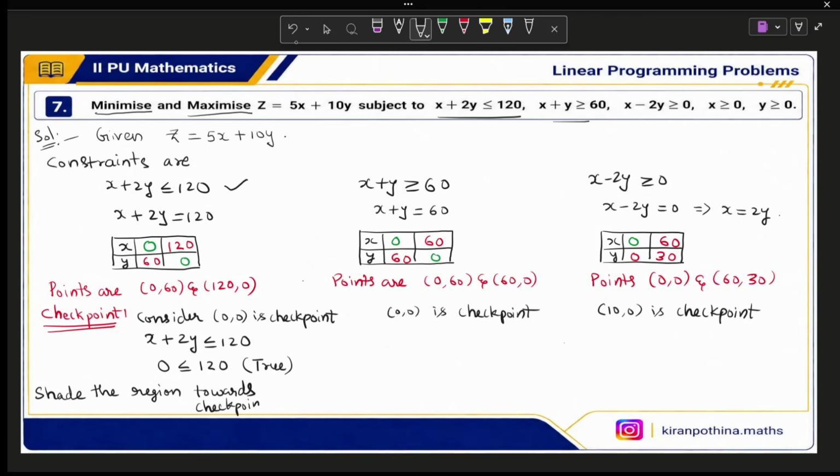Shade the region towards the checkpoint. Okay, now when we come to the next, what is the inequality? x plus y greater than or equal to 60. Now when we substitute x and y both as 0, we get 0 greater than or equal to 60. 0 greater than or equal to 60 is false. False means what we need to do?